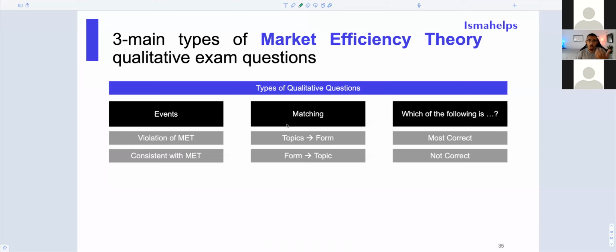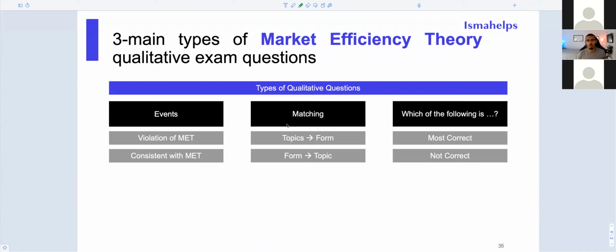They may say insider trading is usually used and talked about within which form of market efficiency? You would say that this has been discussed within strong form market efficiency because it is impossible to use insider trading there. So here's an example of matching a topic to a form and matching a form to a topic. Will you see a lot of questions like this on the exam? I don't think so, but it's still a type of segment that I would want to qualify for y'all. Now, the third category of qualitative questions for market efficiency will be which of the following is either 1, most correct, or 2, not correct.